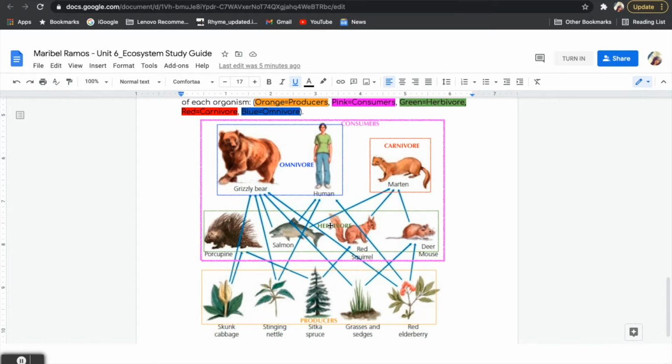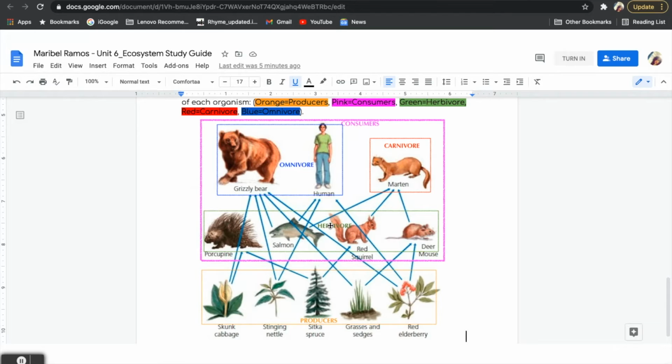But our food web does not end there. There are other animals, like carnivores, who will eat some of our herbivores. Can you name the carnivore that is in our food web? If you said the marten, that is correct. A marten is a carnivore. This organism eats salmon, red squirrel, and deer mouse to get its energy. It has to consume or eat other organisms for energy.